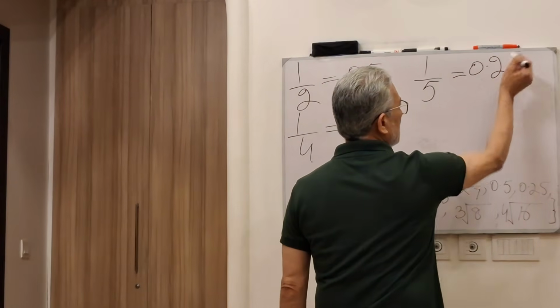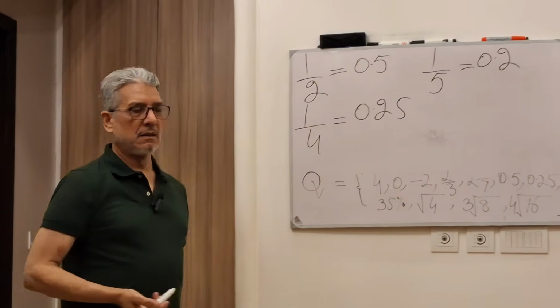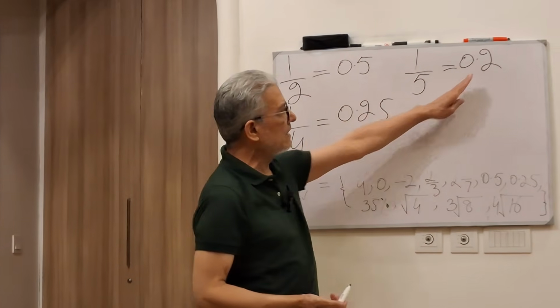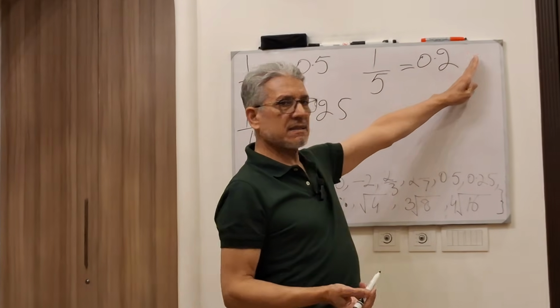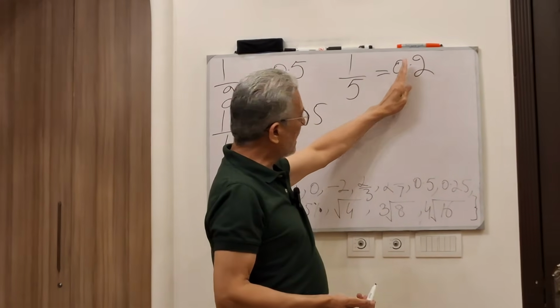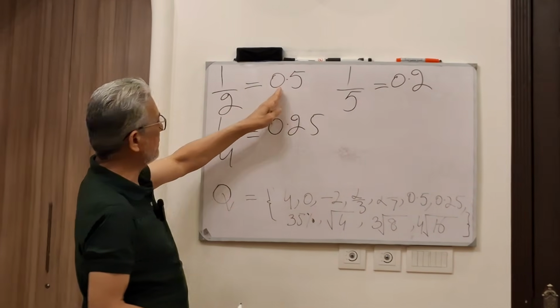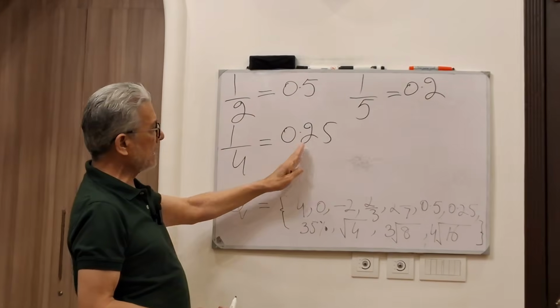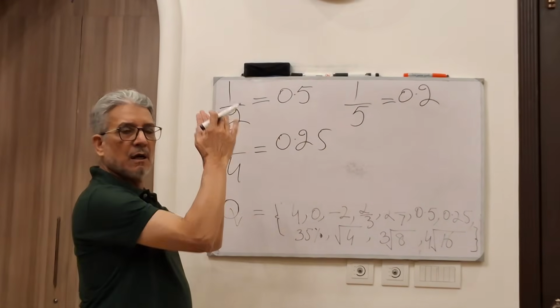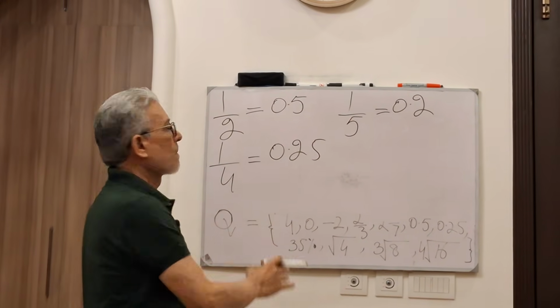0.2. Terminating decimal. It has terminated. When we have solved it, the decimal has terminated. After the decimal point, we have 1 digit. Here, after the decimal point, we have 1 digit. Here, after the decimal point, we have 2 digits. But we have terminated it here.